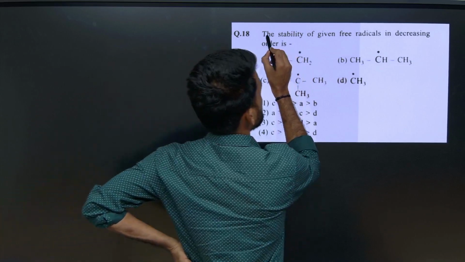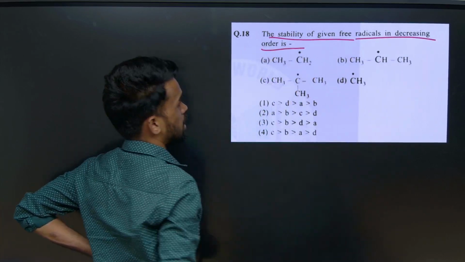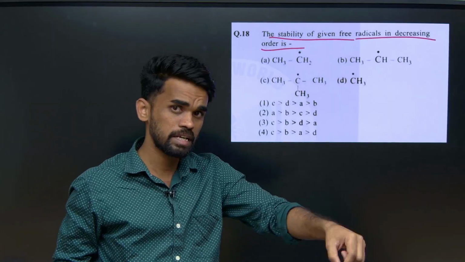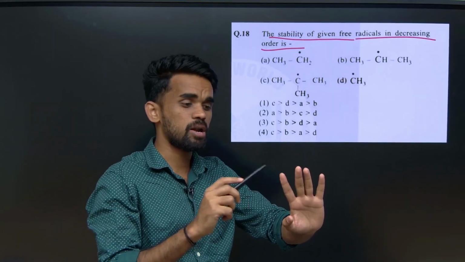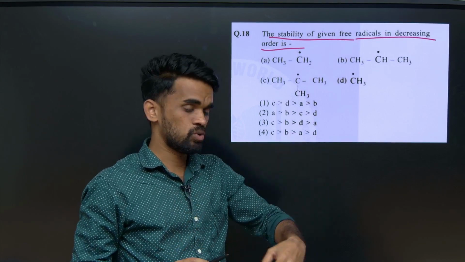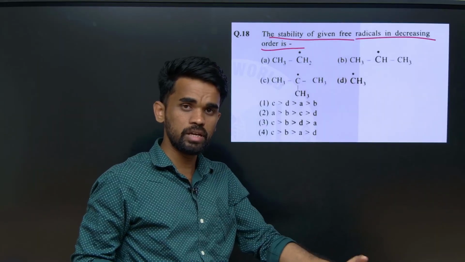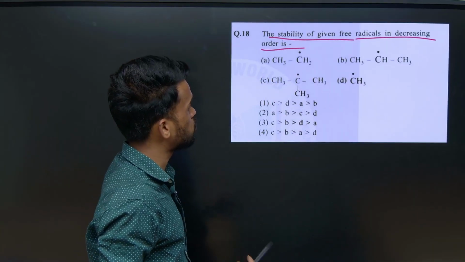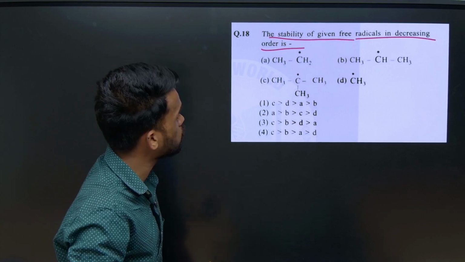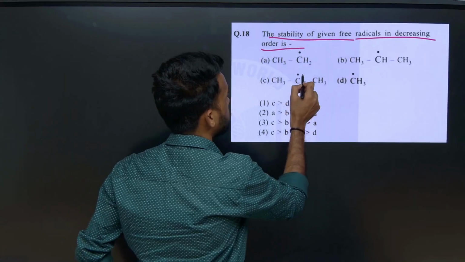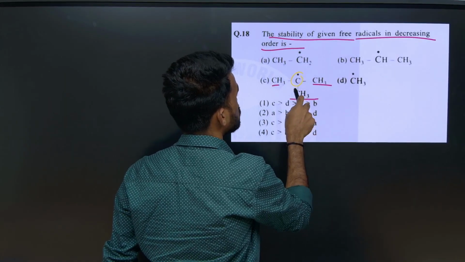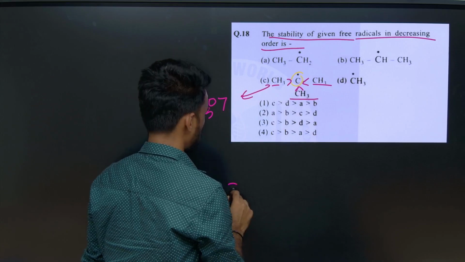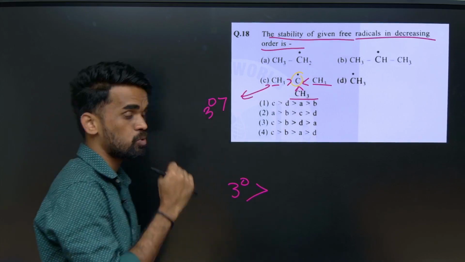Now tell me, stability of free radicals in decreasing order, they are asking. I told you free radicals are electron deficient because they have only 7 electrons and require one more electron. The stability order of carbocations and free radicals is the same. The higher the electron releasing groups connected to it, the more stable that free radical or carbocation is. So which is more stable? The one with more alkyl groups around it. Here, 3 alkyl groups are there, so electron releasing groups are 3. So this is a tertiary free radical, which is more stable. Tertiary free radicals, or tertiary carbocations, are more stable.